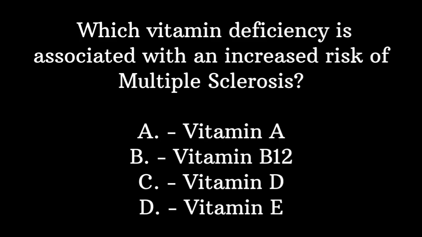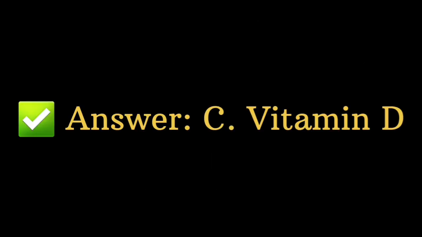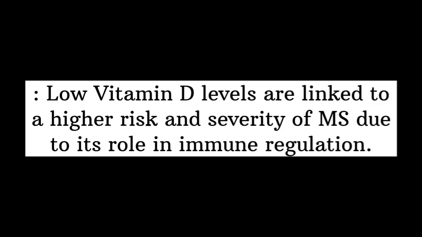Question. Which vitamin deficiency is associated with an increased risk of multiple sclerosis? Options A. Vitamin A, B. Vitamin B12, C. Vitamin D, D. Vitamin E. The correct answer is option C. Vitamin D. Low vitamin D levels are linked to a higher risk and severity of MS due to its role in immune regulation.